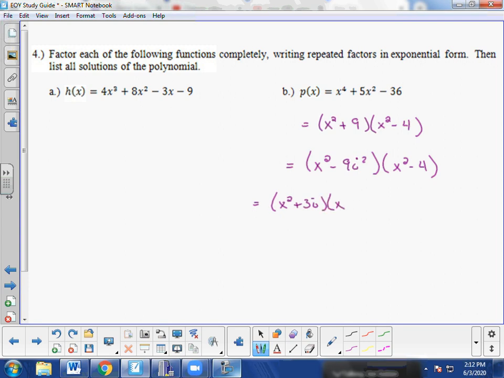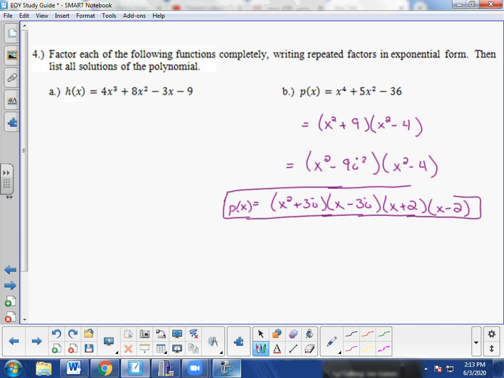The same thing can be done with x squared minus 4. We can break that down as a difference of two squares into x plus 2 and x minus 2. So this would be the fully factored version for p of x. In this case, there are no repeated factors. All of the factors are different, and so there would be no multiple powers of an individual factor.